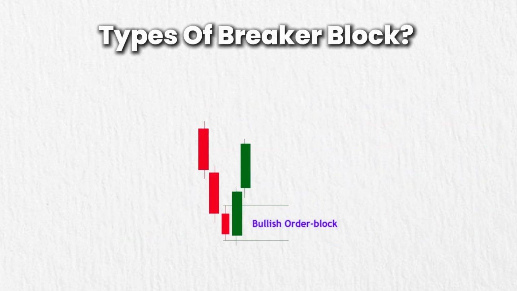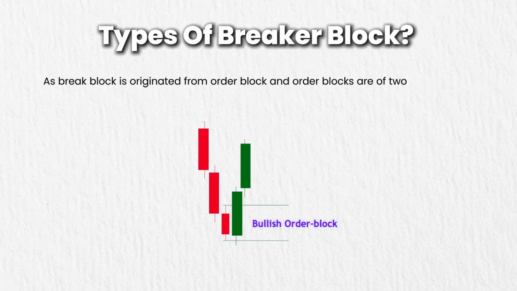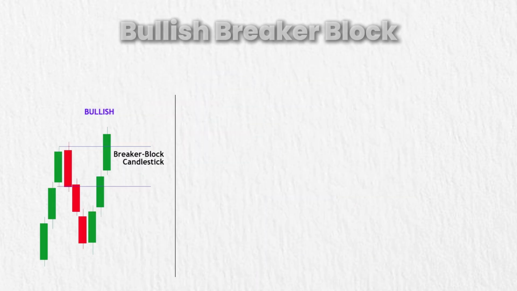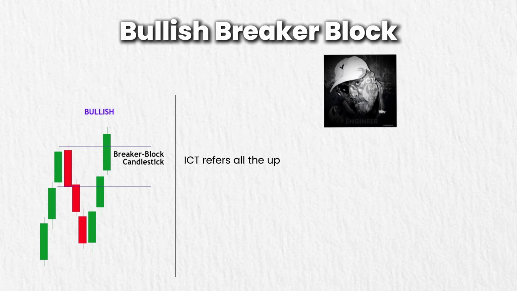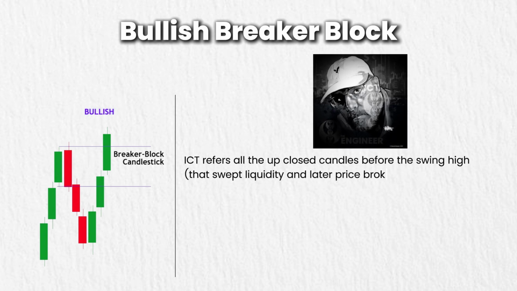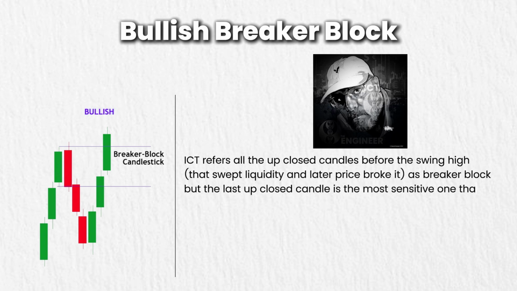Types of breaker block. As breaker block is originated from order block, and order blocks are of two types, so the breaker block also has two types. 1. Bullish breaker block. 2. Bearish breaker block. Bullish breaker block. ICT refers all the up-close candles before the swing high that swept liquidity and later price broke it as breaker block, but the last up-close candle is the most sensitive one. That is why we mostly use it.